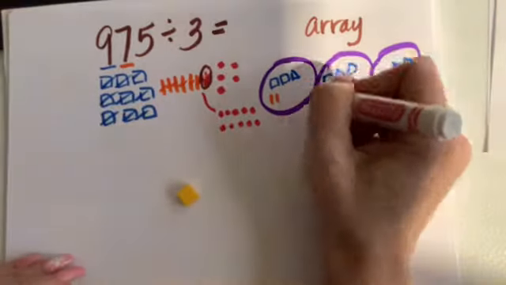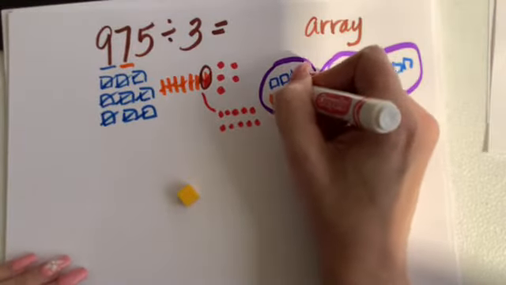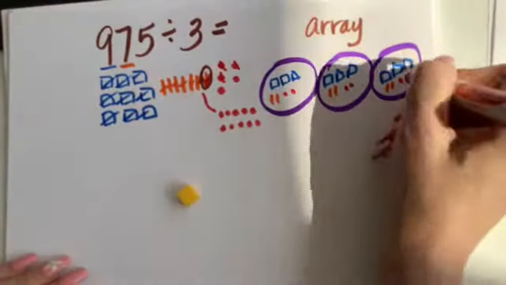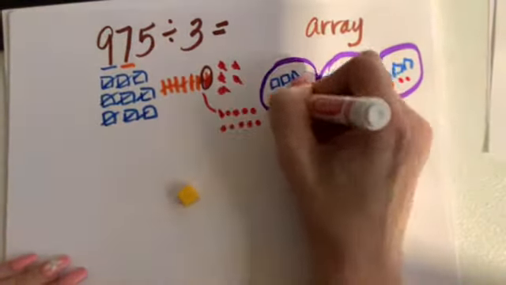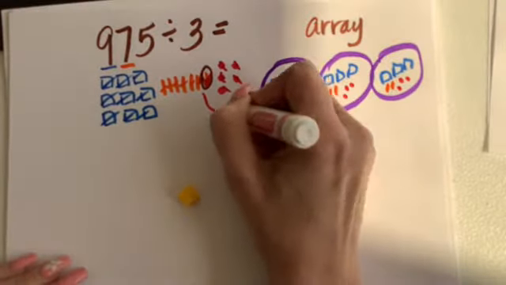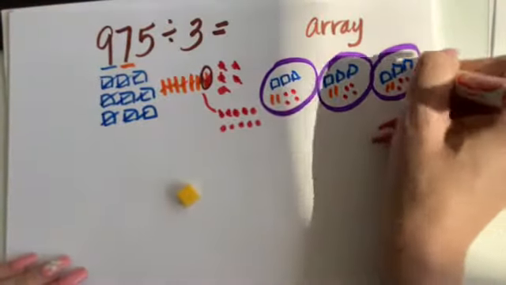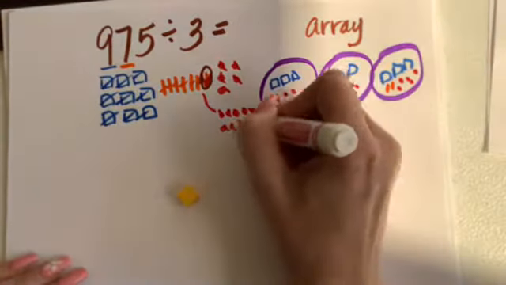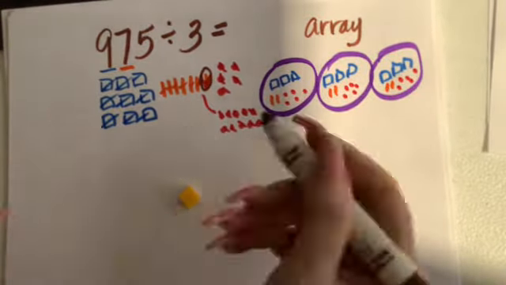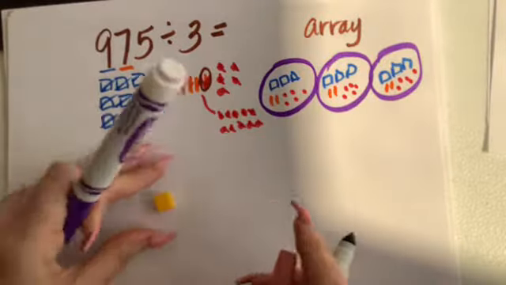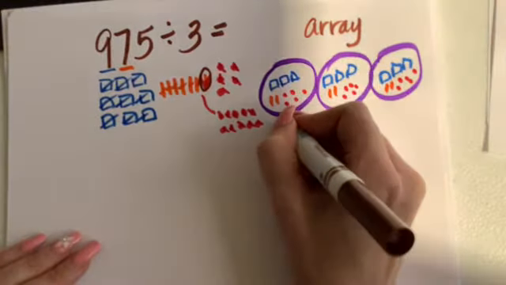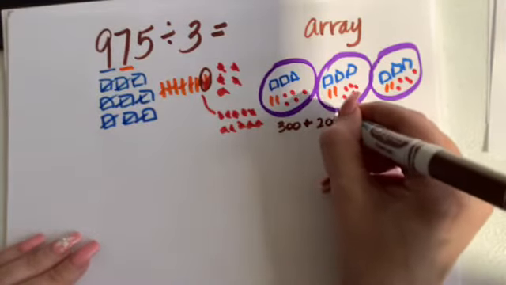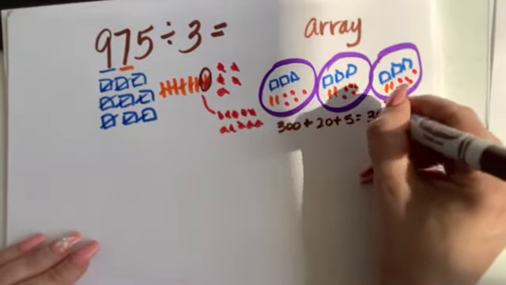And now I was able to actually go through here and share my ones. And what we found out is that 975 divided by 3 was 3 hundreds, 2 tens, and 5 ones, which was 325.